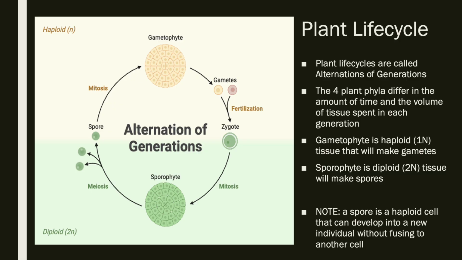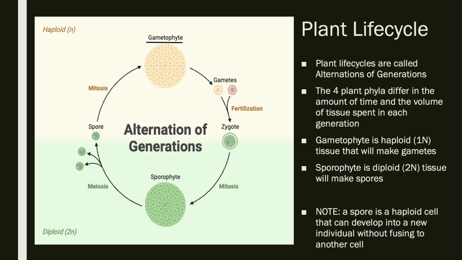Our 4 plant phyla will differ in the amount of time that they spend in each generation. But if we were to just look at an example of this, like this chart right here, gametophyte tissue, and again, this is just a new term you're going to have to memorize, is unique to plants.